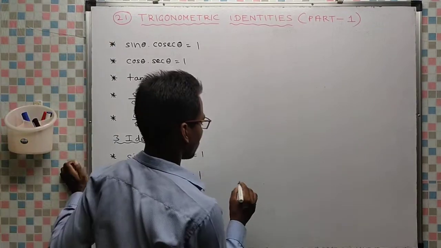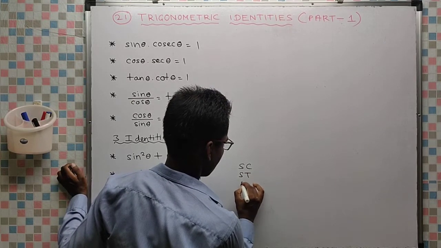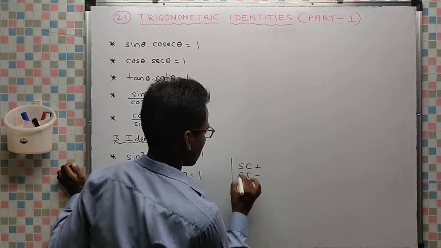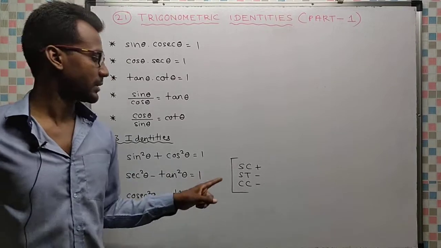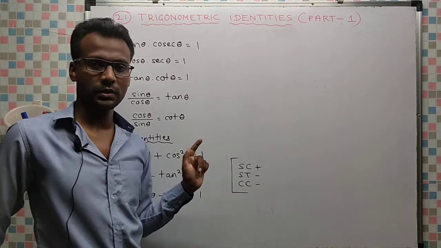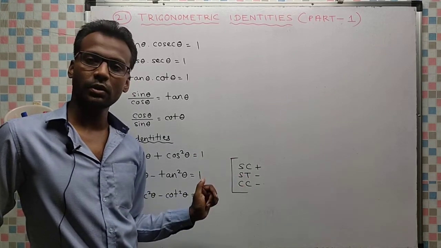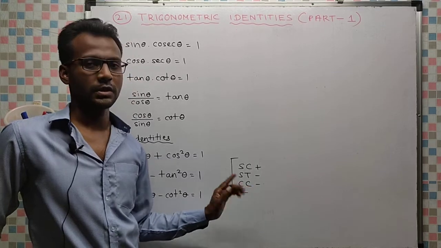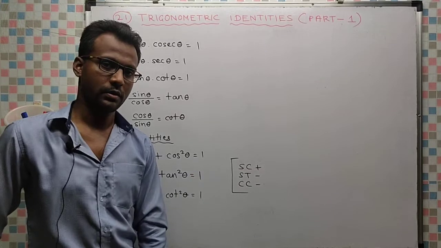I have given you a shortcut also in class 9: SC, ST, CC, plus minus minus. SC means sin square theta plus cos square theta is equal to 1. ST means sec square theta minus tan square theta is equal to 1, and CC means cosec square theta minus cot square theta is equal to 1. These three identities. This is the shortcut to remember.